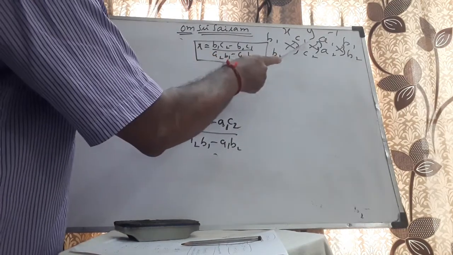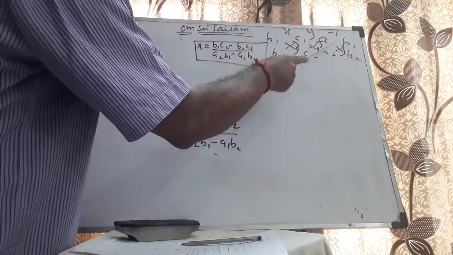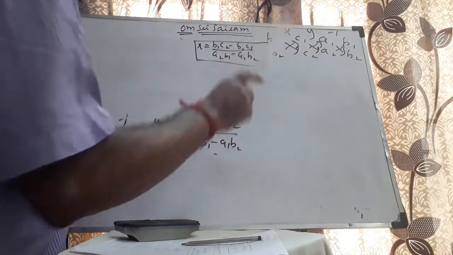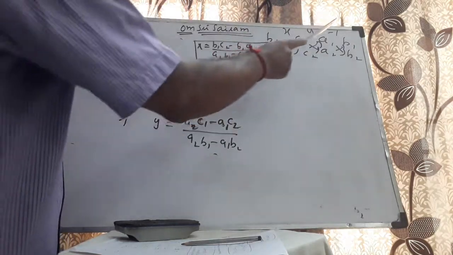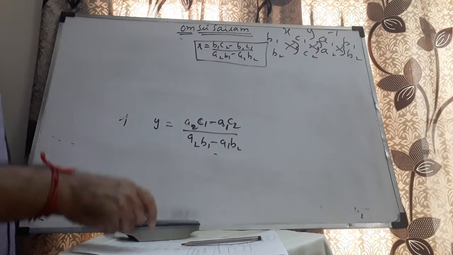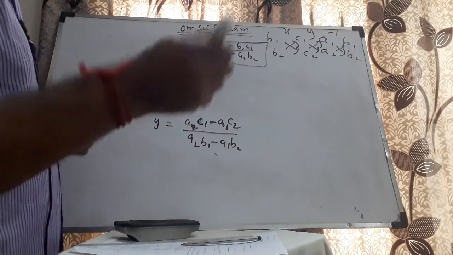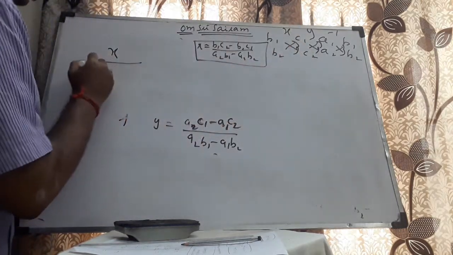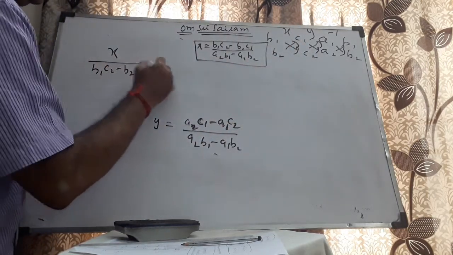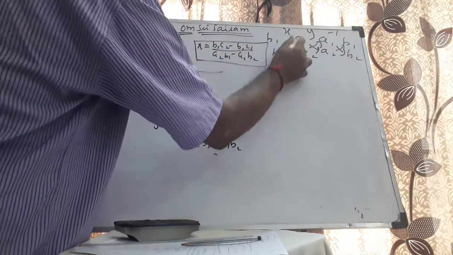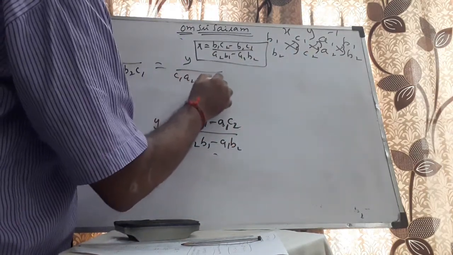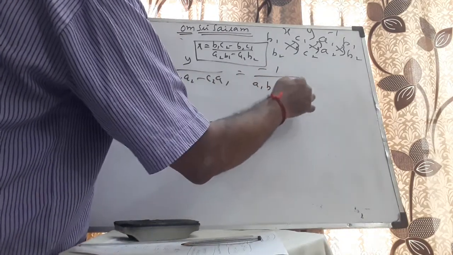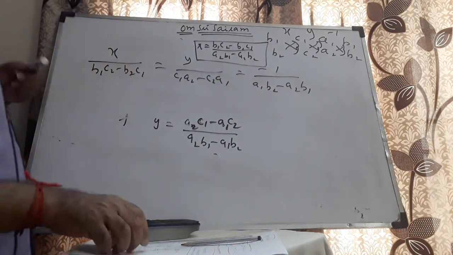In between the first two elements I'll write x, in between the second and third elements I'll write y, in between the third and fourth elements I'll write minus 1. I'll tell you why it is so. Here the rule of cross multiplication tells you x divided by b1 c2 minus b2 c1 will be equal to y divided by c1 a2 minus c2 a1 will be equal to minus 1 divided by a1 b2 minus a2 b1. This is how you are supposed to write.